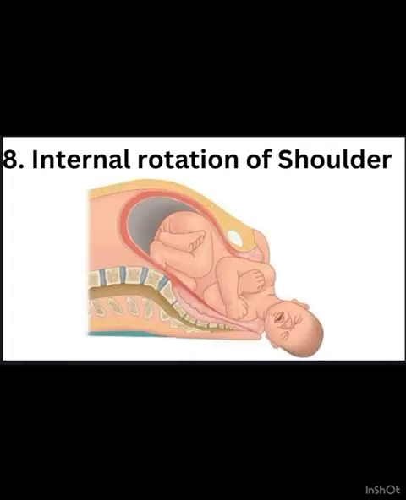So, eighth point is internal rotation of the shoulder. The anterior shoulder moves 1/8 of the circle anteriorly and comes under the symphysis pubis. At this point, the fetal shoulders are in the anteroposterior diameter of the pelvic outlet. So, internal rotation of the shoulder happens inside the mother and the baby's shoulders turn to come into the correct position. The front shoulder moves under the pubic bone. Like, the baby's shoulders turn inside to come out easily.